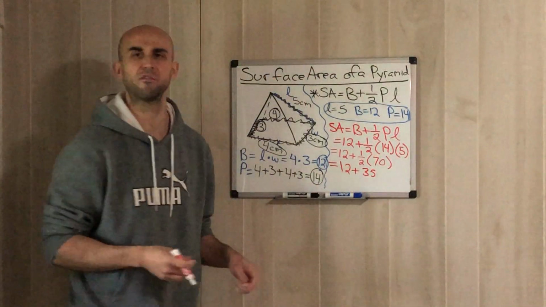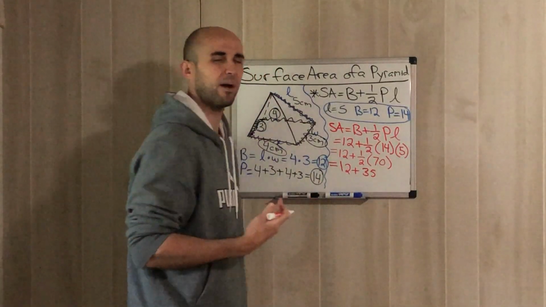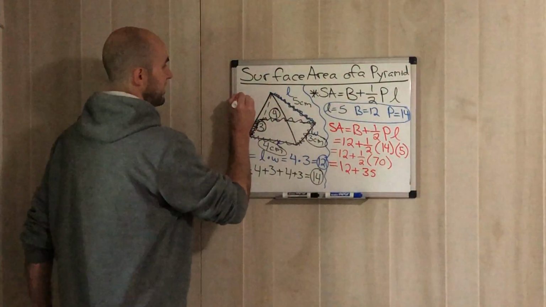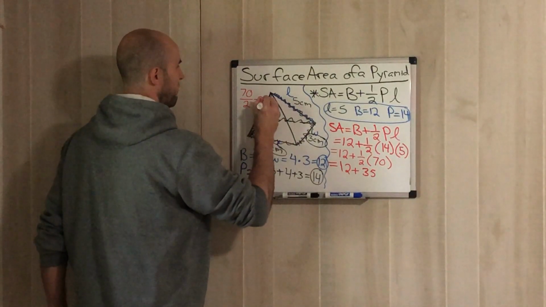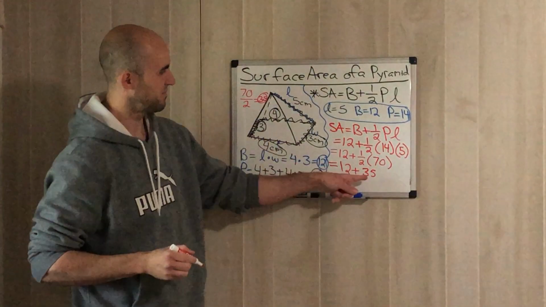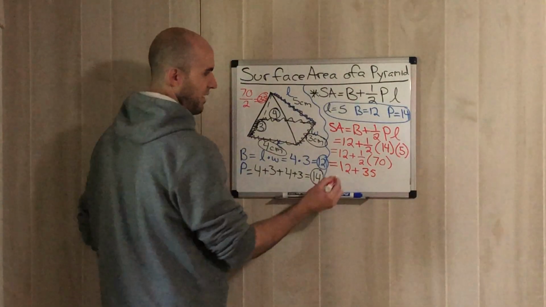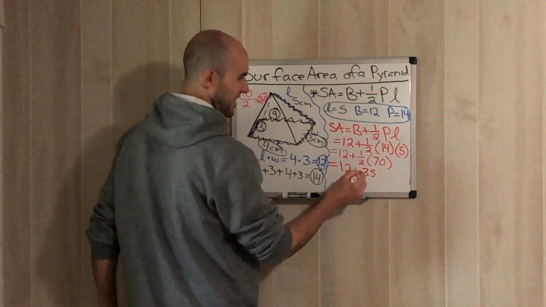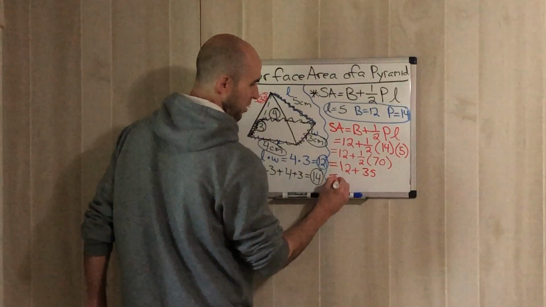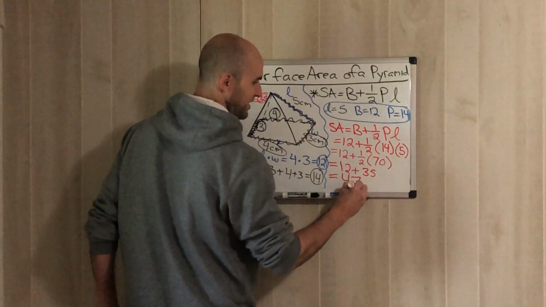And if you don't feel comfortable doing half of 70, you can always do 70 divided by 2. Because we know that 70 divided by 2 will also give us 35. Same exact thing. We did half of 70 and it gave us 35. We had a 12 there. And the last step is just adding them up. 12 plus 35 gives us 47.